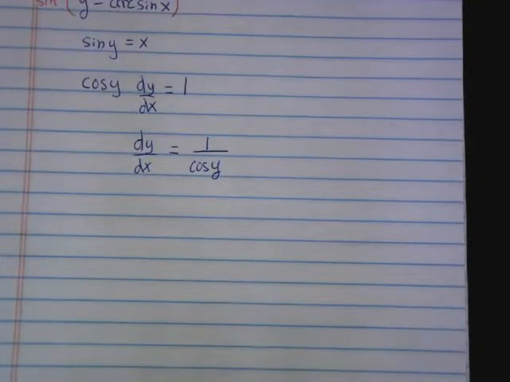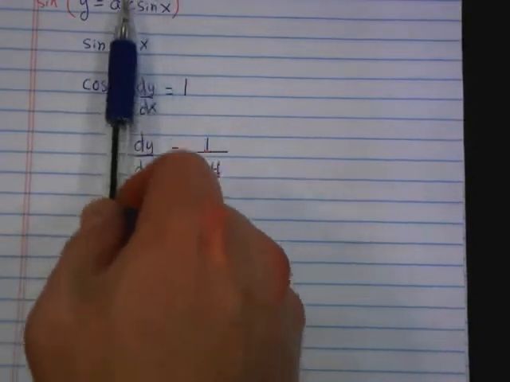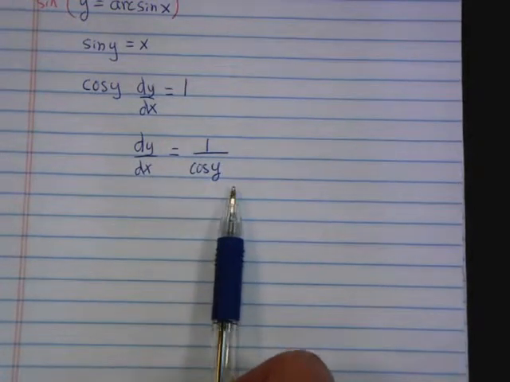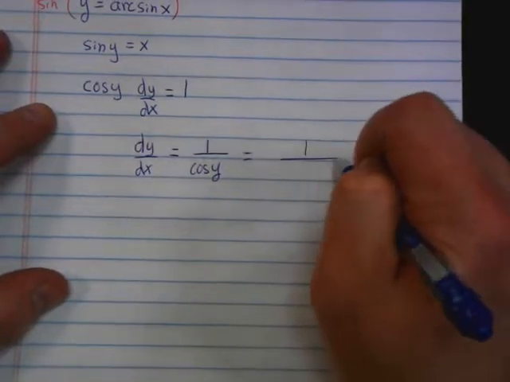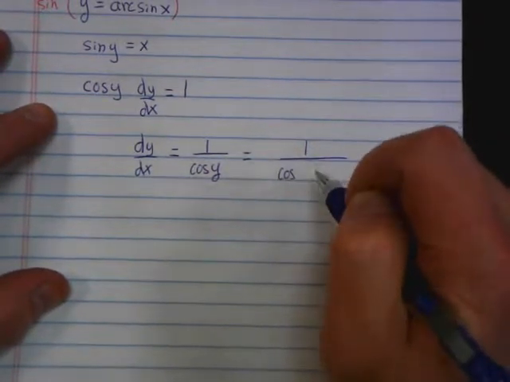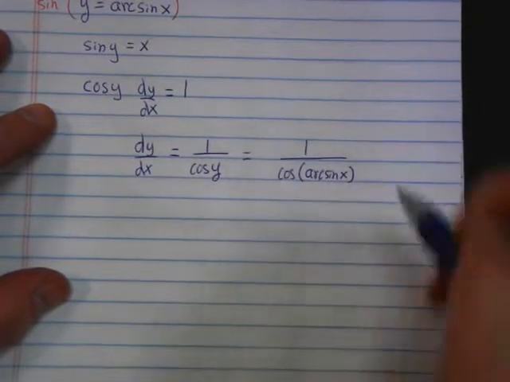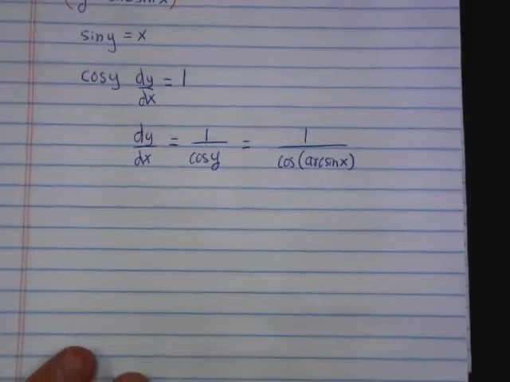But that's not a very satisfying answer, because normally when I start with y equals something with x's in it, when I take its derivative, I want its derivative to be something with x's in it. I don't want y's there. So I'm going to fix that. That's 1 over the cosine of the arc sine of x, which is a perfectly nice answer, but we're going to simplify it. So how do I simplify the cosine of the arc sine of x?